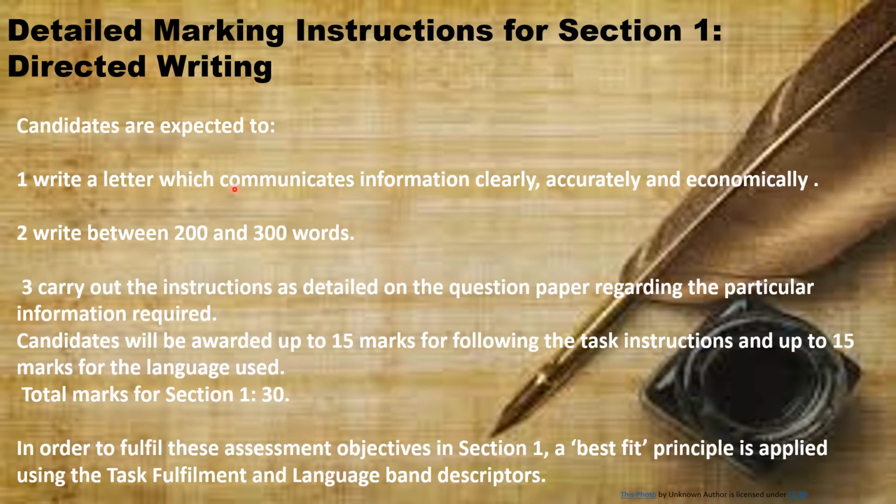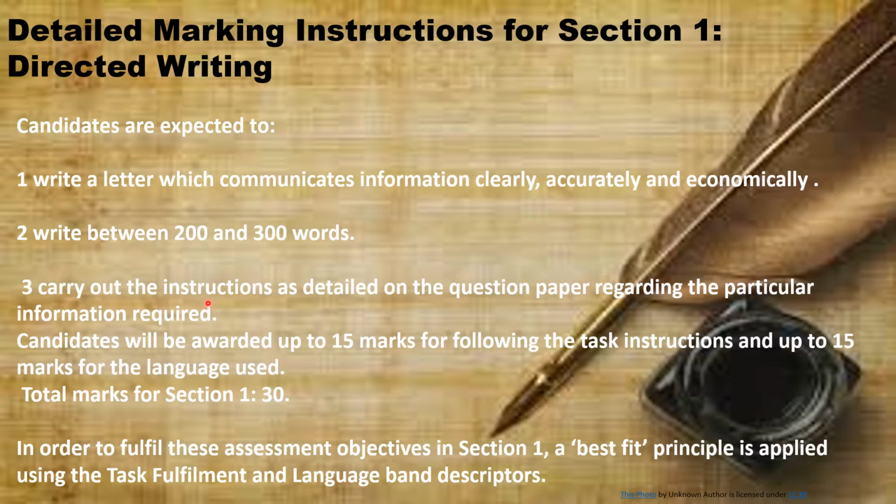Let's move on. We'll talk about the detailed marking instruction for section 1, directed writing, particularly for letter writing. What is a candidate expected to do for a letter? A candidate is expected to write a letter which communicates information clearly, accurately and economically, because you have a word limit of 200 to 300 words. So ranging in this word limit, you have to come up with a very exact piece of writing. This point I've already discussed, that you have this much word limit.